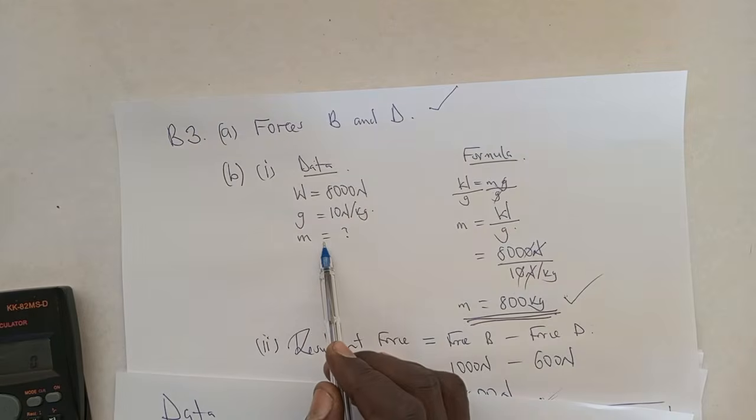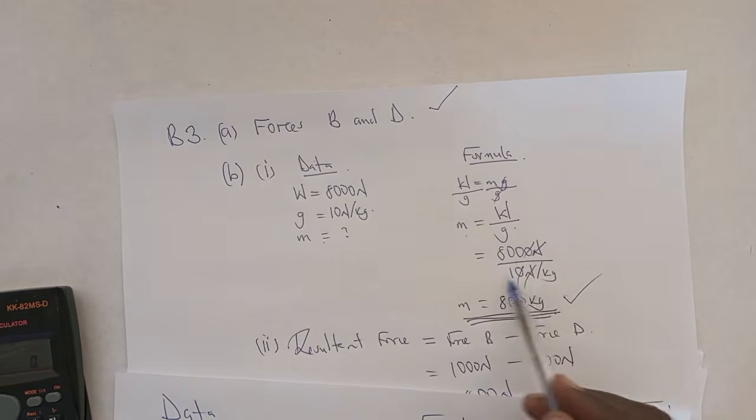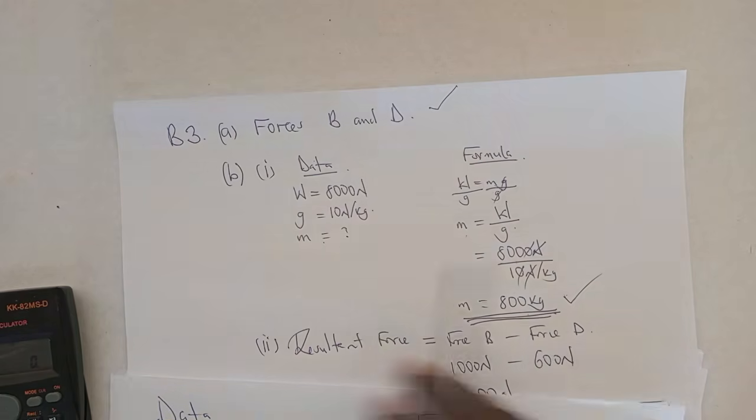This question says, calculate the mass of the car. We're going to use this way. We find the data, then we make M the subject of the formula. We divide 8,000 by 10, which is giving us 800 kg as the mass of the car.